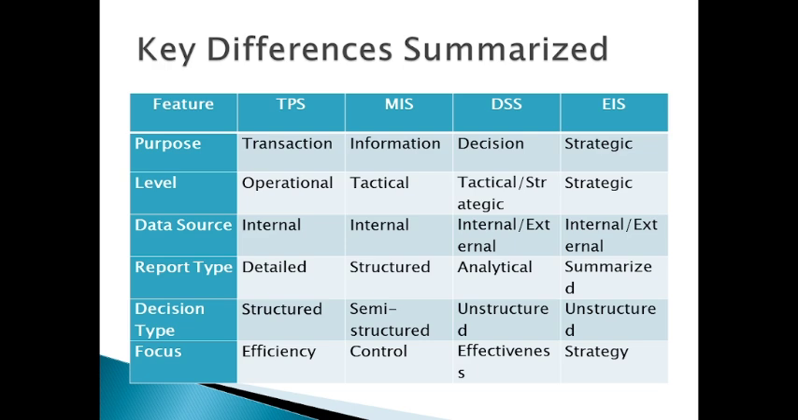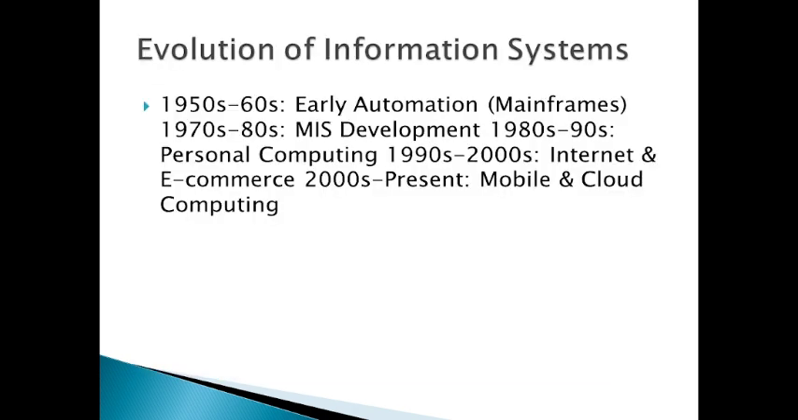Now let's look at the evolution of information systems. Information systems have evolved significantly over time, driven by technological advancements and changing business needs. We have early automation, that's 1950s to 1960s, which focused on automating routine tasks such as payroll and accounting using mainframe computers. Then we moved to management information systems, that is 1970s to 1980s. This was when the development of MIS to provide managers with information for decision making began.